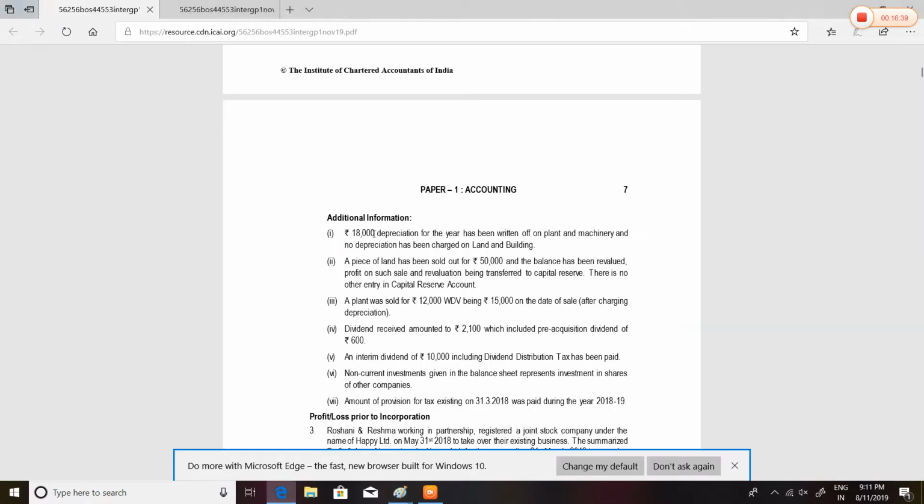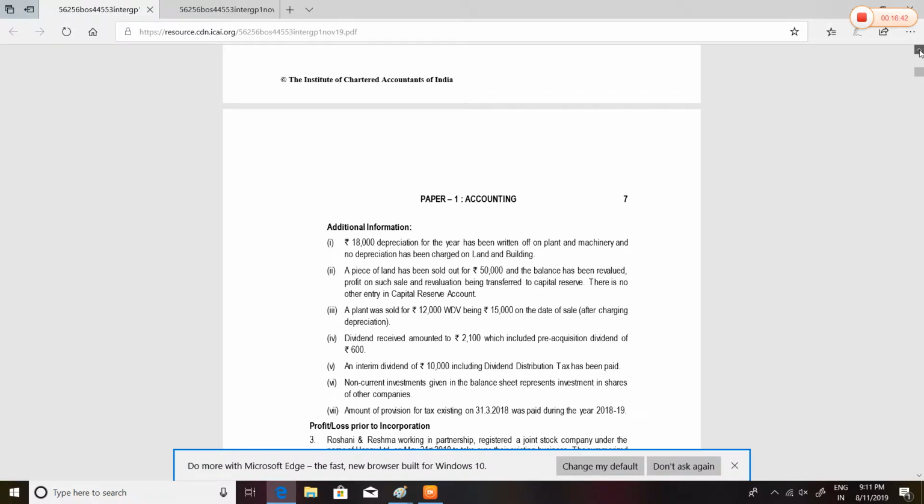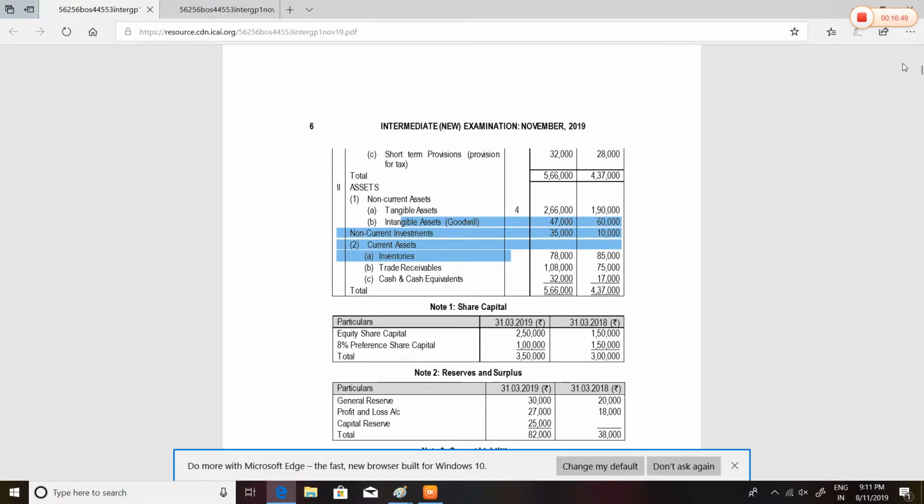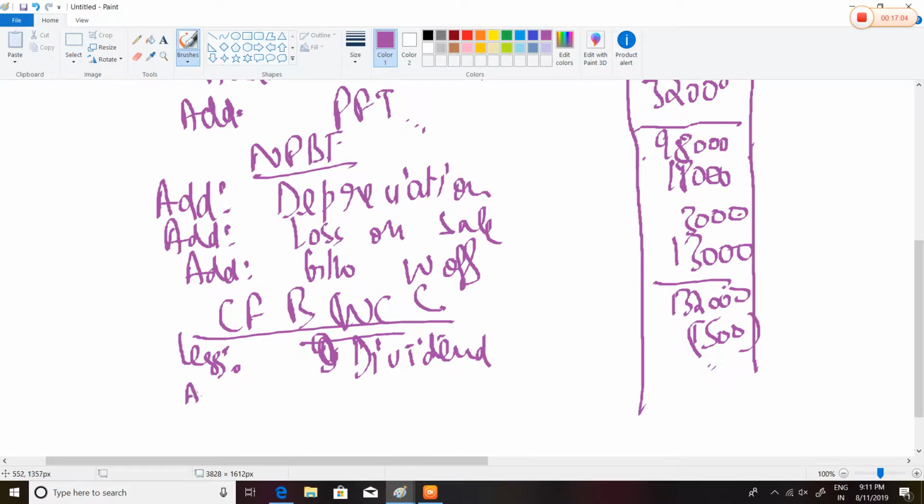Then we have changes in what? Changes in current assets and current liabilities. Current assets, firstly inventories from 85,000 to 78,000. That is a decrease in inventories, rupees 7,000. Add. Decrease in inventories means the inventory is sold out, so there is inflow of cash. Decrease in inventory, 7,000.